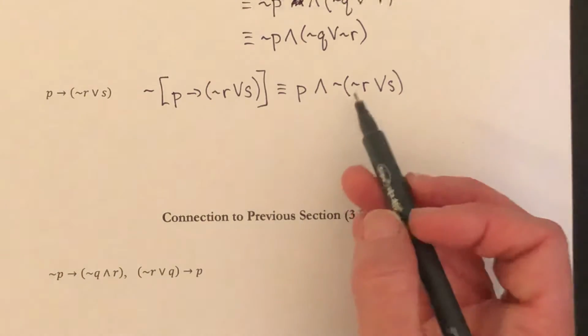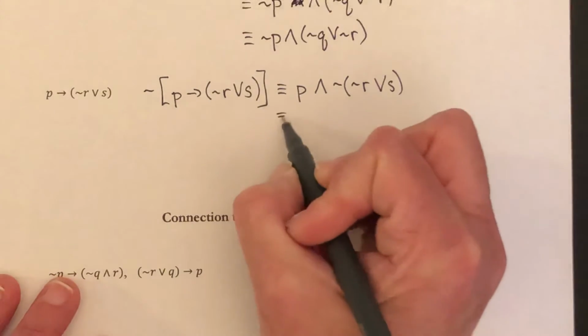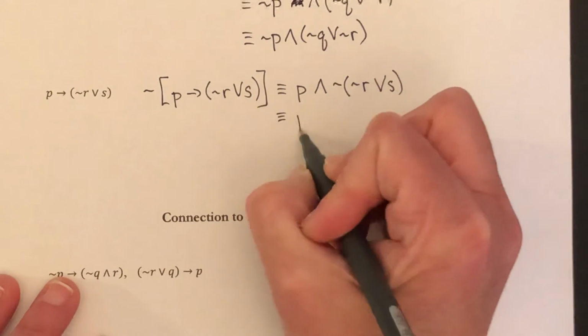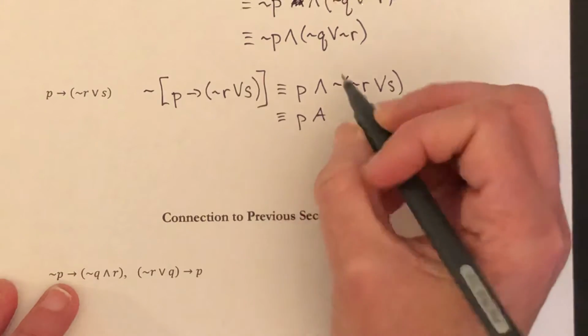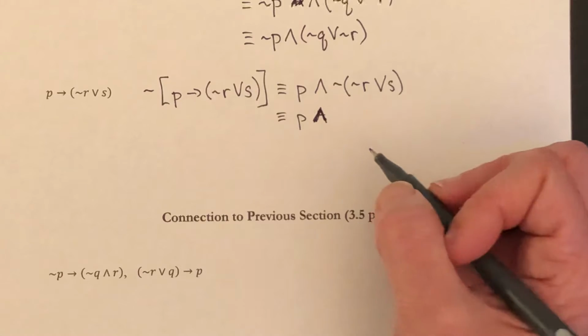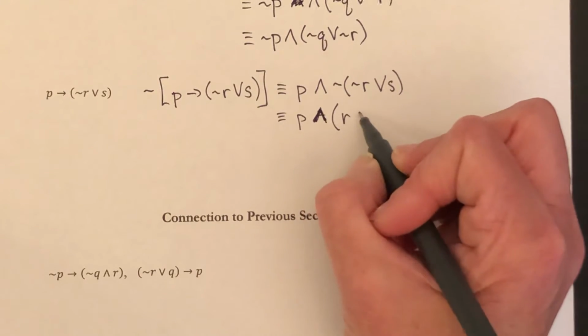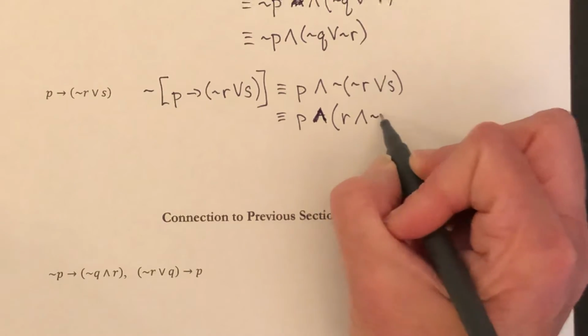And you can see now that we have another De Morgan's law right here. So this is equivalent to P and, I did it again, and I'm going to keep my parentheses, (R and not S).